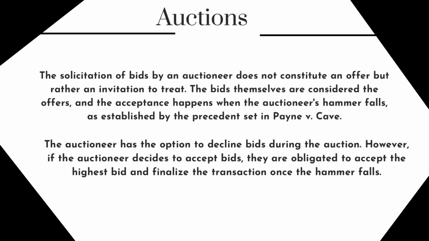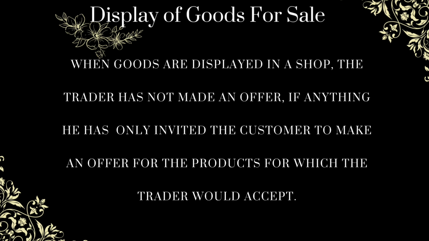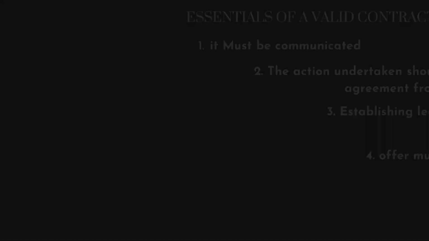The bids themselves are considered the offers, and the acceptance happens when the auctioneer's hammer falls, as established by the precedent set in Payne v. Cave. The auctioneer has the option to decline bids during the auction. However, if the auctioneer decides to accept bids, they are obligated to accept the highest bid and finalize the transaction once the hammer falls. When goods are displayed in a shop, the trader has not made an offer. If anything, he has only invited the customer to make an offer for the products, which the trader would accept.